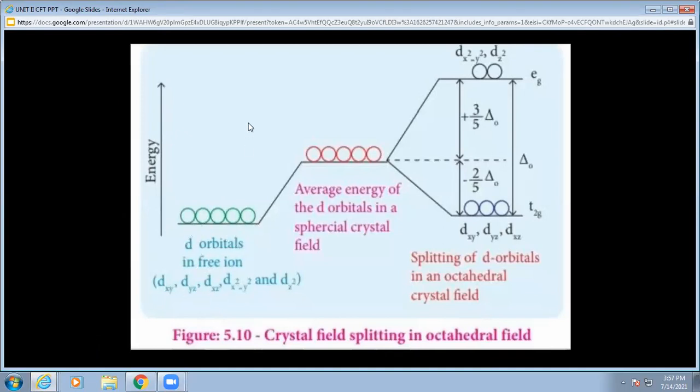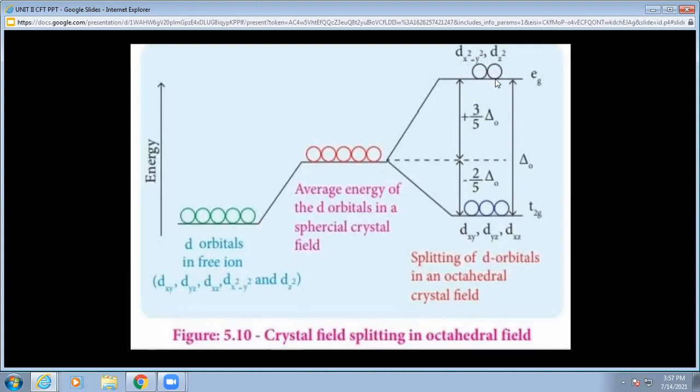Now when ligands approach, the orbitals get higher energy states. The t2g orbitals are in a lower state and the eg orbitals are in a higher state. The t2g orbitals are non-axial, and in an octahedral complex the ligands approach along the axis. That's why the t2g orbitals are stable: dxy, dyz, dzx are stable. The dx square minus y square and dz square lie along the axis.